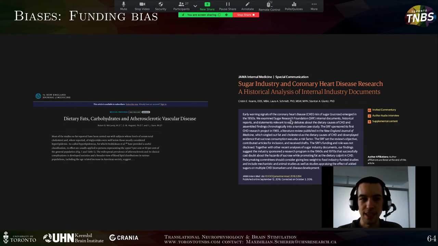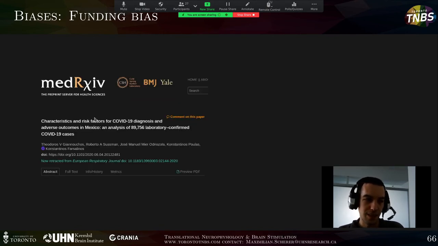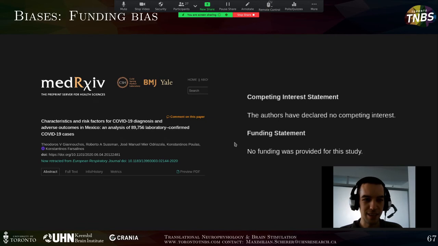Then we have this study here on the right, which was published way more recently. And they found out that this study here on the left got $50,000 for having the result of sugar not making you fat. And we have this fantastic example here, which basically indicated that you're, I think, like 20% less likely to get COVID-19 if you're a smoker. They published that, it got later retracted, as you can see, and they did not disclose any competing interests or funding whatsoever.